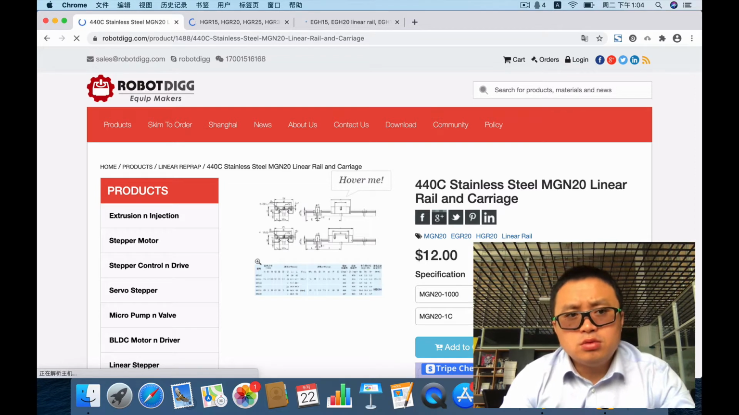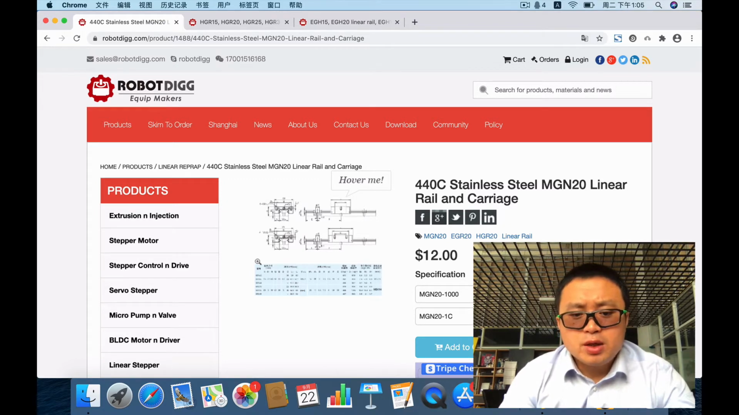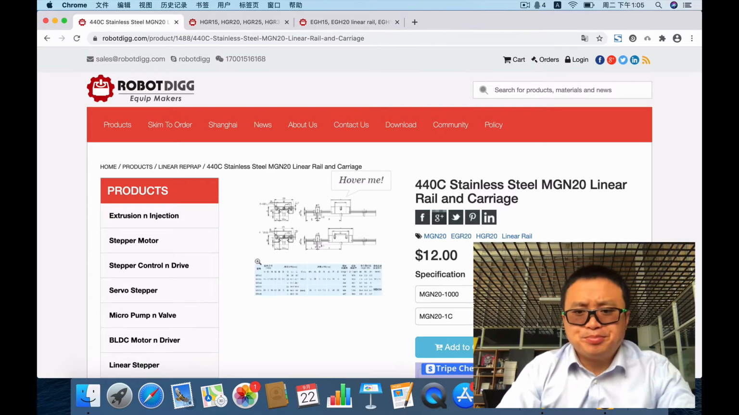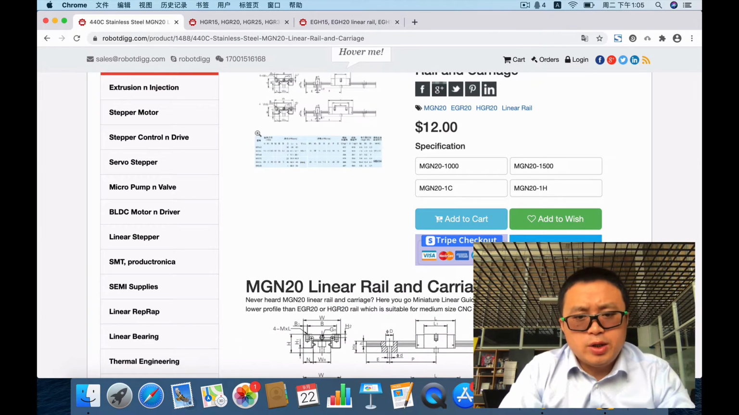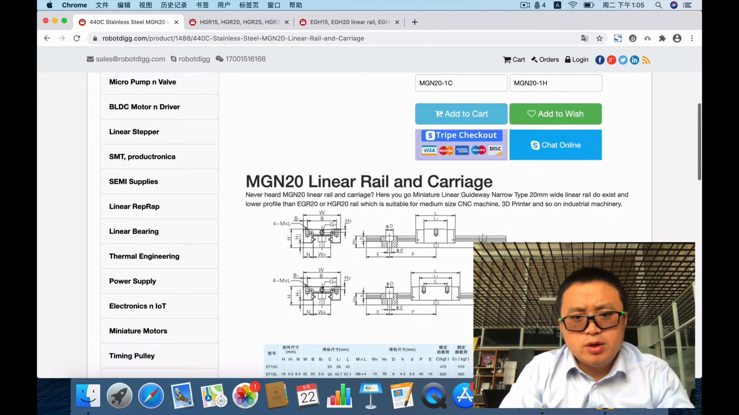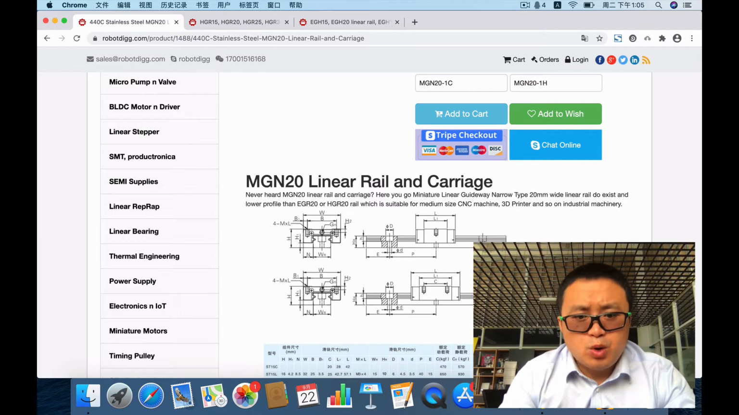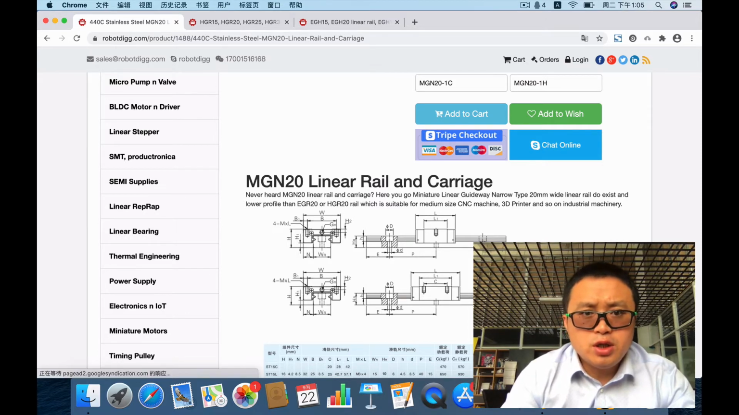Today's topic, I just want to explain to you the linear rail of size MGN20. Maybe you have never heard of MGN20 before, because there are few suppliers of this linear rail. As we know, the MGN7, 9, 12, and 15 are popular, but 3 and 20 are, you know, rare. Here you can see on RobotDigg there is the MGN20 linear rail. Let's check out today what's the difference between MGN20 and HGH20 and also the EGH20.